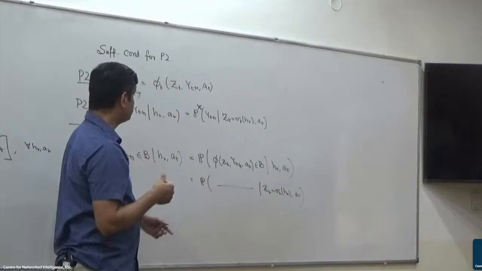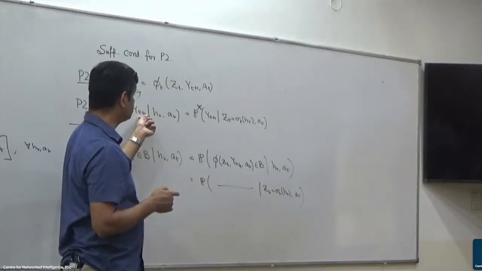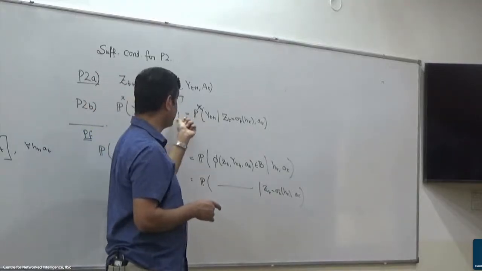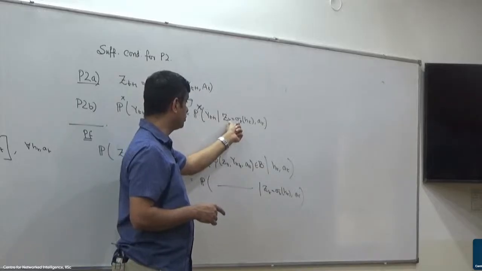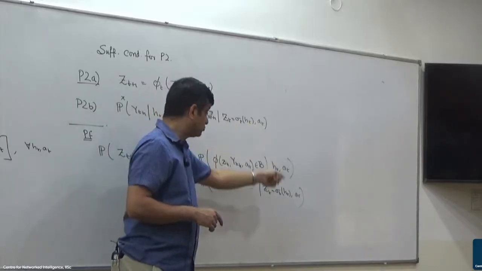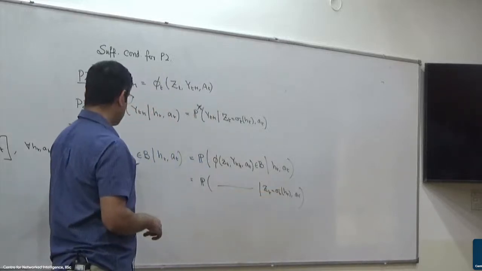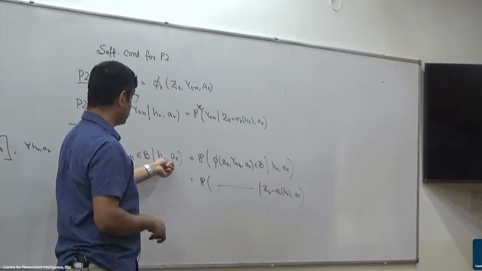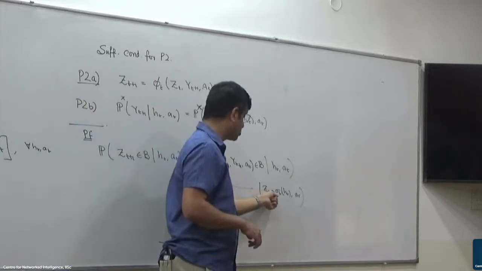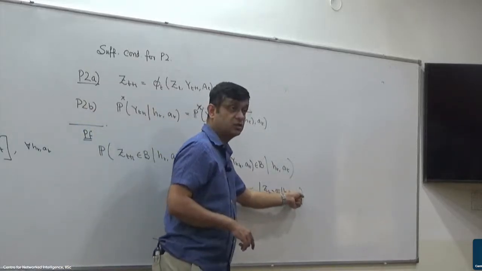And my assumption is that the distribution on Yt plus 1 conditioned on history and action is the same as the distribution conditioned on the information state and action. So, I make that change, and what I have shown now is that the distribution of Zt plus 1 conditioned on history and action is that same distribution conditioned on information state and action, and therefore, I satisfy P2.